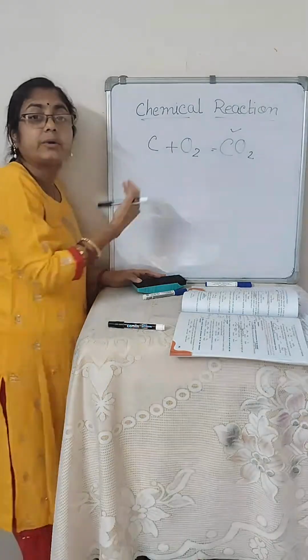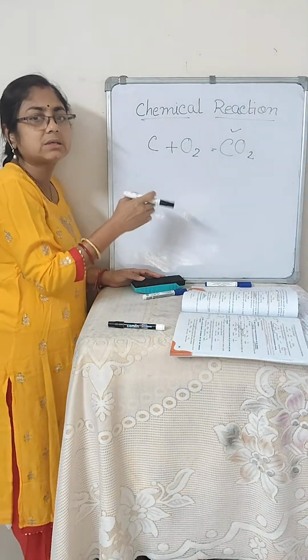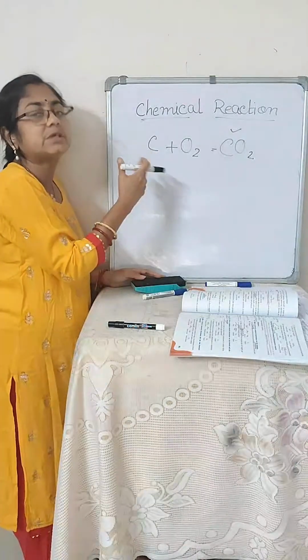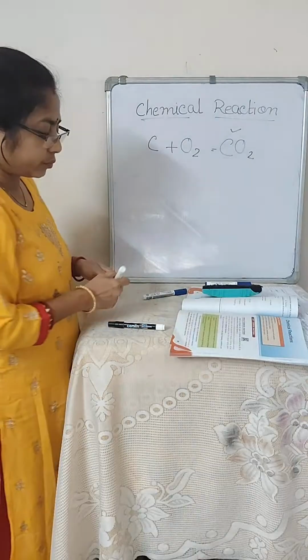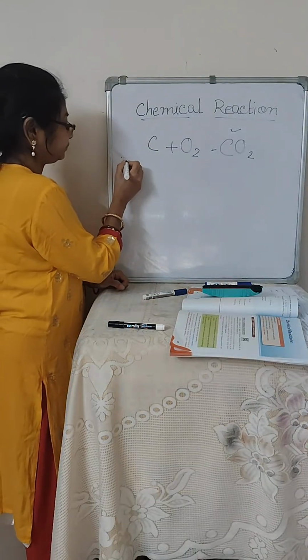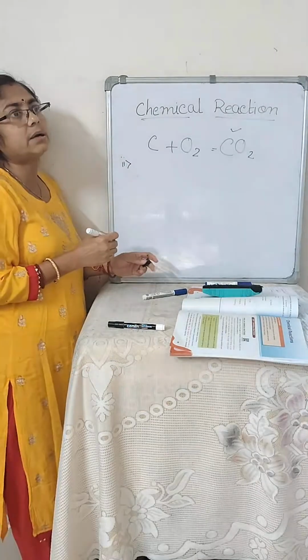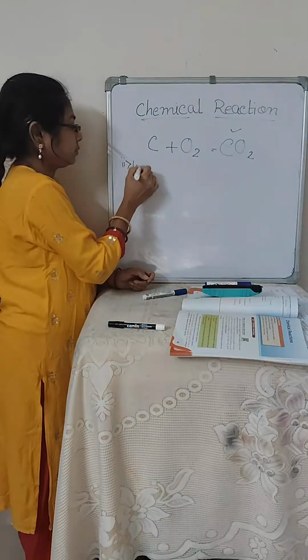And how can we write chemical reactions? We write chemical reactions by equations, means by symbols. Next question, number 2: what are the conditions to make a chemical reaction?